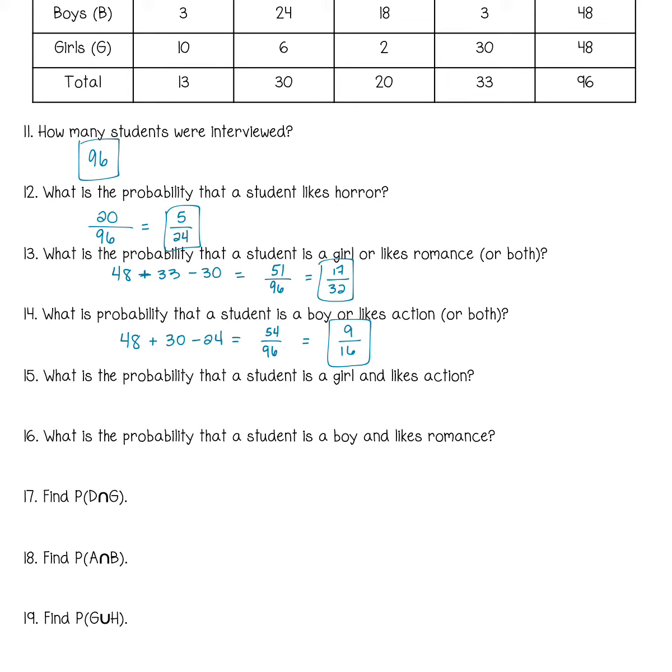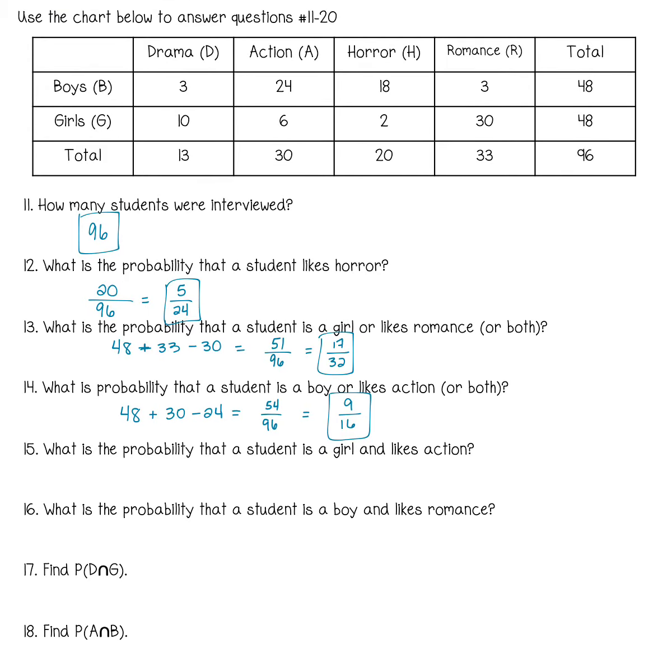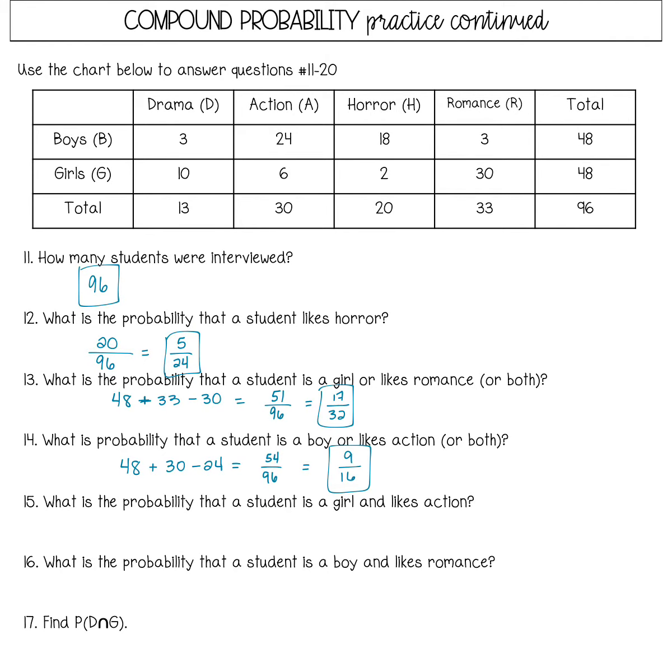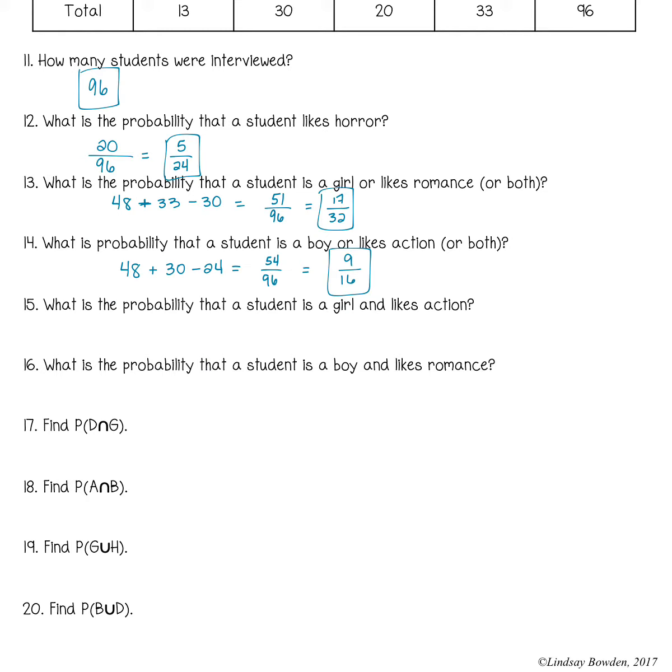What is the probability that a student is a girl and likes action? So now we got an and, so we can just go right to our chart and find exactly what we want. Girl and action. So we go to girl, across to action, and we see that it's 6 out of 96. So 6 girls like action. Math frac. 1 out of 16.